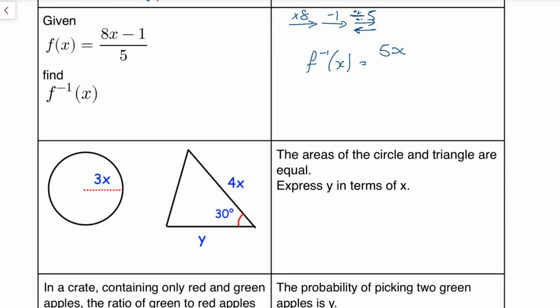So I'm going to multiply by 5, then I'm going to add 1, and then I'm going to divide by 8. Nice and simple, falls out neatly. Next question.